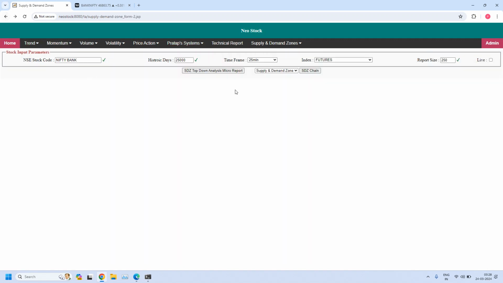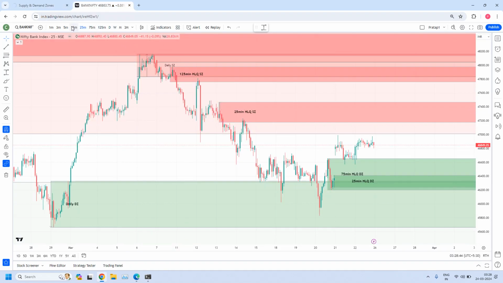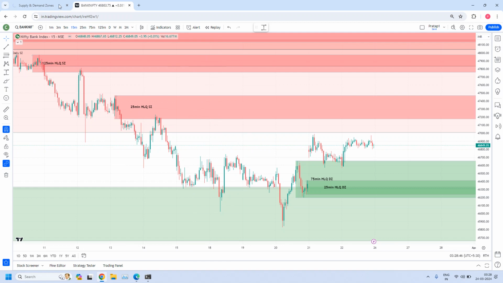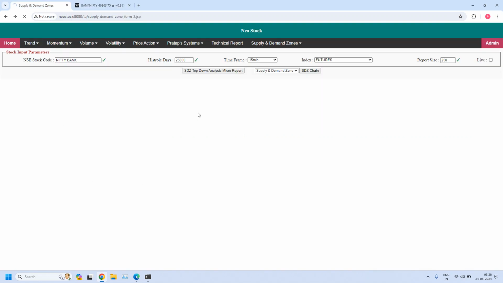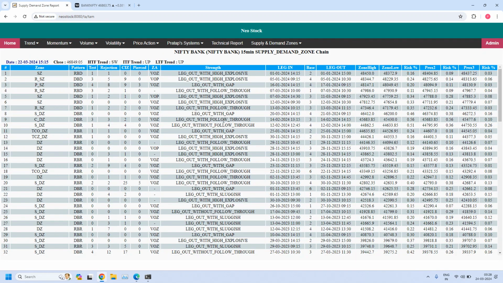Now let's go back and change the time frame to 15 minutes and generate the chain. Before that, let me change the time frame here. Still it is processing. Generated, chain is ready. This is the 15 minutes chain. When I am explaining the chain, please also keep an eye on the trend, how trend is changing at different time frames, because the trend plays a very important role for you.